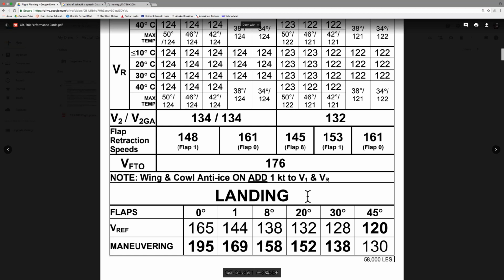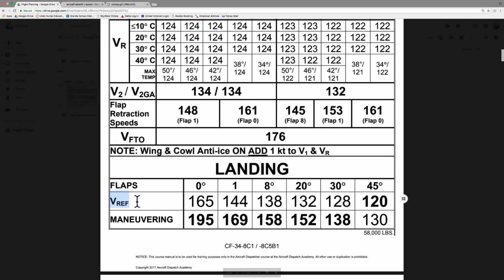On landing, this V reference speed, this is the speed at which they'll be flying before they extend the flaps. So VREF, when they go to 8 degrees flaps, they need to be at 138 knots. 20 degrees, 132, 128, 120. Those are the speeds at which they extend the flaps.